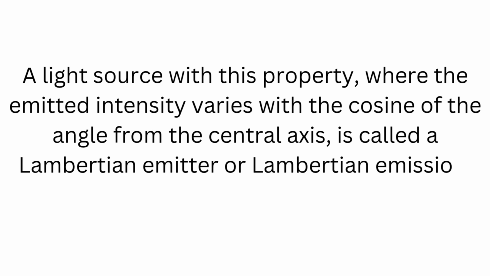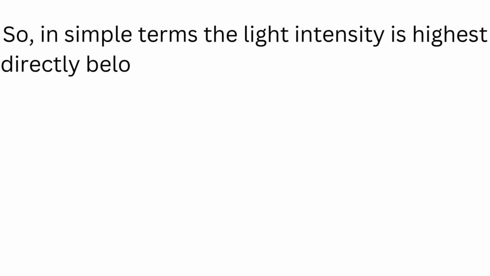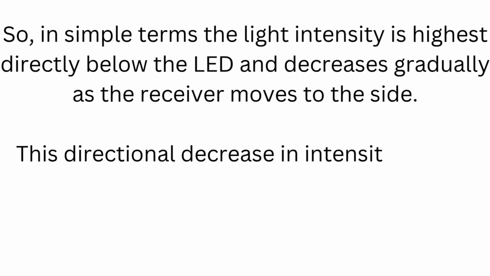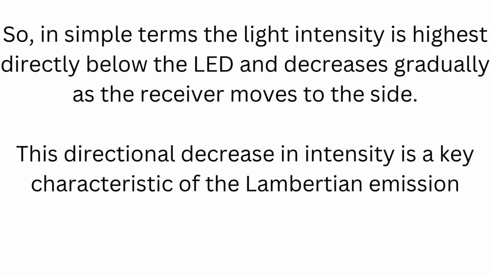So, in simple terms, the light intensity is highest directly below the LED and decreases gradually as the receiver moves to the side. This directional decrease in intensity is a key characteristic of the Lambertian emission pattern.